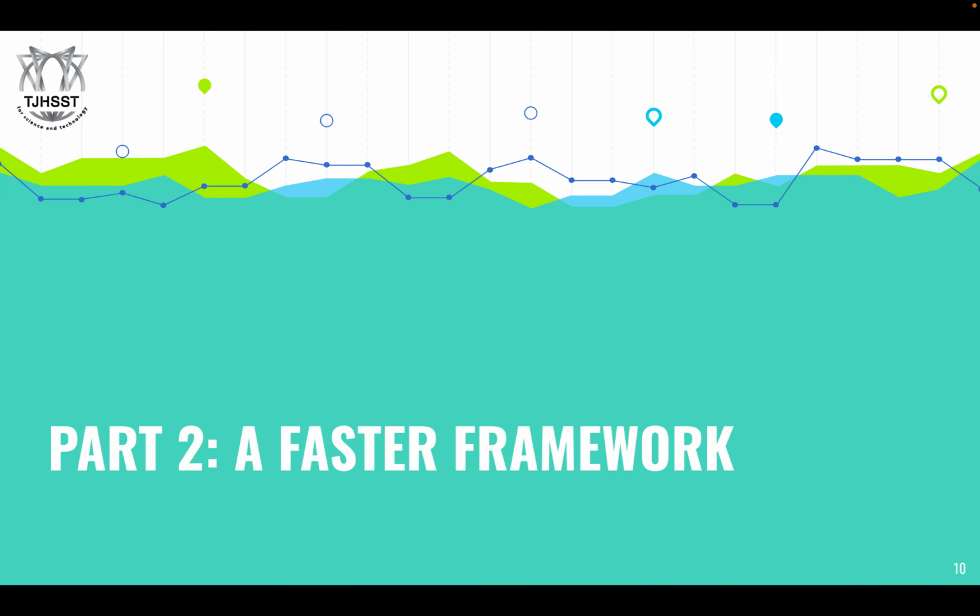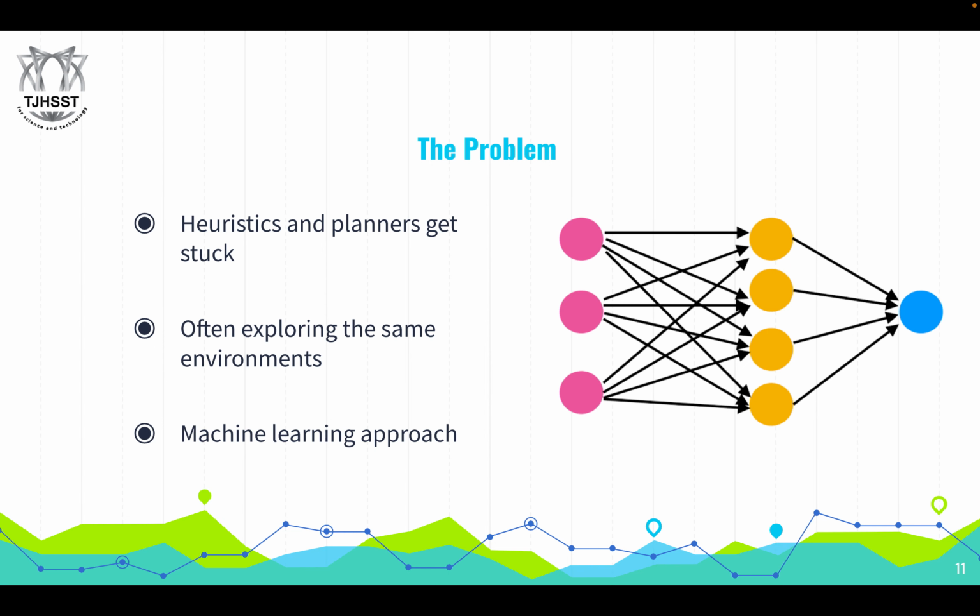So now we're going to be getting into the FASTER framework and how I improved upon this base framework. So the problem right now is that heuristics and planners get stuck, and they can get stuck because they get in tricky scenarios where there are narrow paths, or areas where two robots are trying to go along the same small section of space, and they're often exploring the same environments over and over again. So machine learning is great at this because we can allow the robots to overcome these tight scenarios, as well as learn about the environment around them that they're constantly going through.